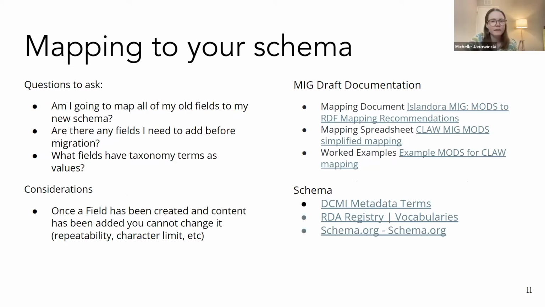Yeah, and then one thing you should be thinking about, probably at the same time you're wrapping up creating your schema and thinking about cleaning up your metadata, is the actual mapping process. So you're going to need to map all of your old fields to your new fields, and you need to ask yourself some questions, like, am I going to take all of the old fields into Islandora? Are there any fields I need to add before migration? So Islandora specific fields, or just new fields that you want to incorporate at this time. For instance, we added a copyright field with the rightsstatements.org information to all of our digital objects, and we did not have that previously.